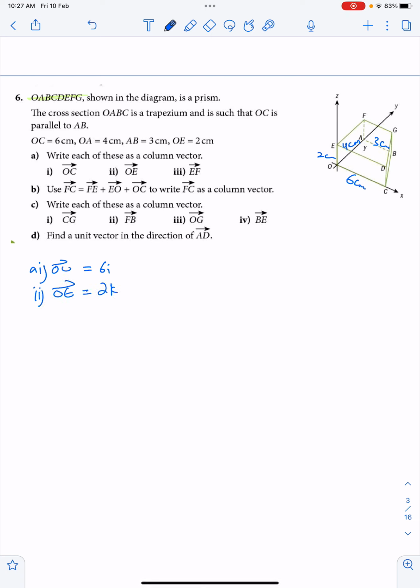Then you have to find EF. This is the y direction, and it's parallel to OA. Since we know that OA is 4, if I ask you to define it, you will say 4j, because one unit vector in the positive direction of the y-axis is j. So it's going to be 4j.